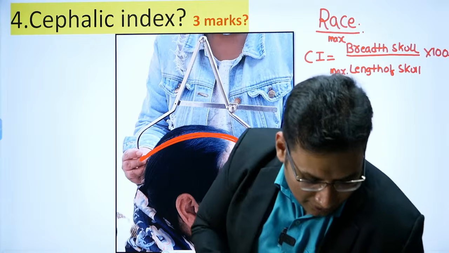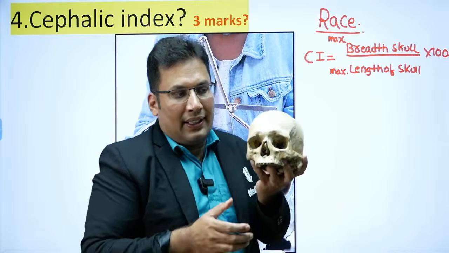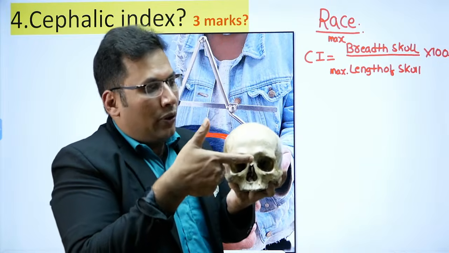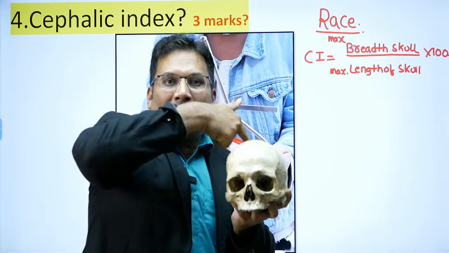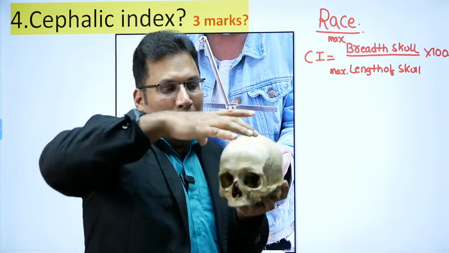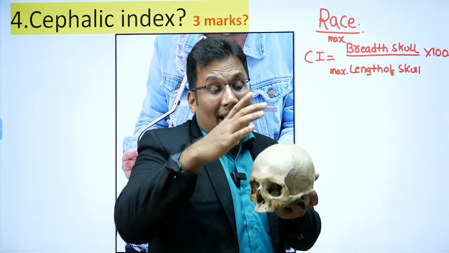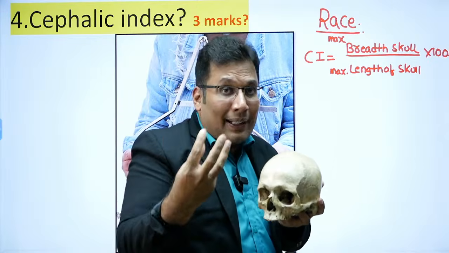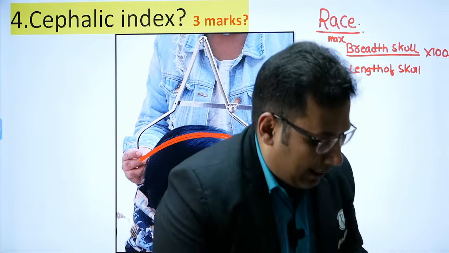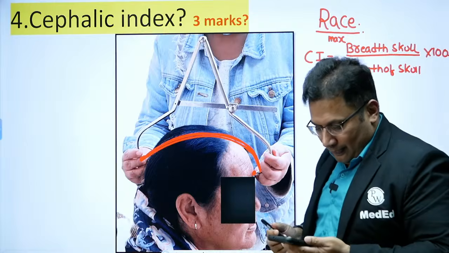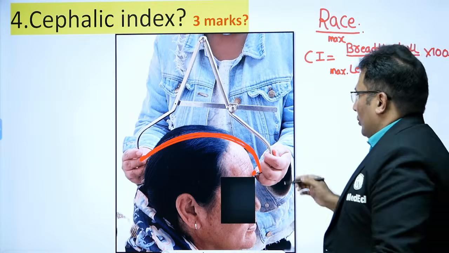Okay, so let me show you with this now. See, this is glabella. So from glabella to occipital protuberance, this is basically maximum length. And between the two parietal eminences, we call it biparietal diameter. That is basically breadth. So it is breadth divided by length. A very important question: the instrument used is spreading calipers. That is basically length.